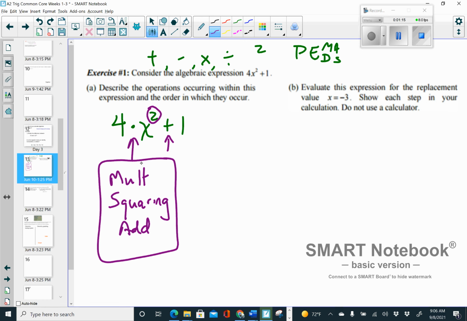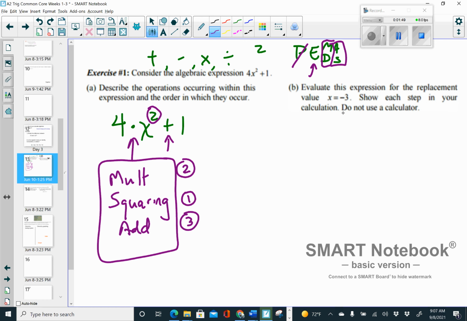And it says, and the order in which they occur. So if we do PEMDAS, the first thing that happens, there are no parentheses, so that's out. There are exponents. So the order is exponents first, so the squaring. That's number 1. The next thing that happens is multiplication, division from left to right. There's just multiplication, so that goes second. And then the last thing that happens is addition, subtraction from left to right. So there is addition, step 3.